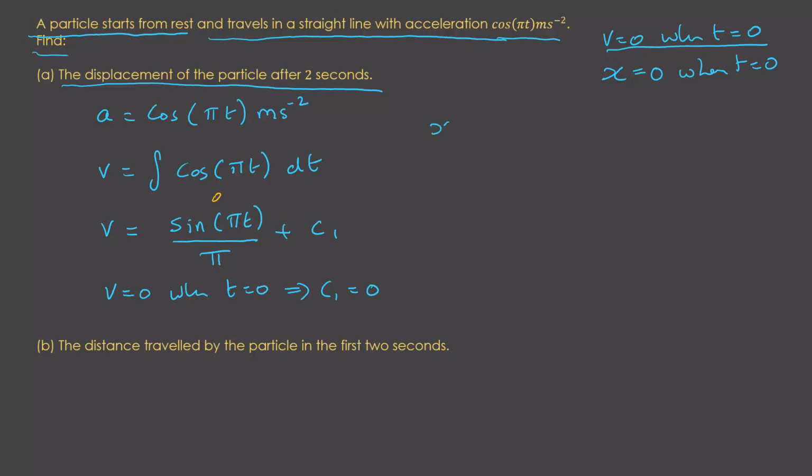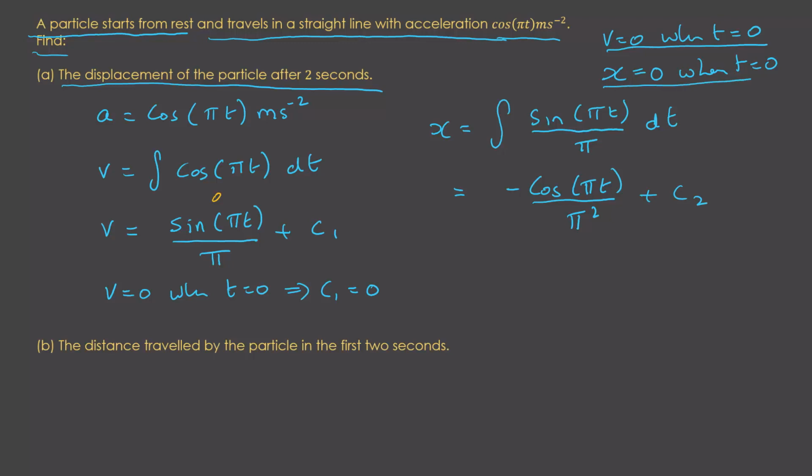Now, the displacement is, of course, the integral of velocity. So we're going to need to integrate sine pi t over pi, and the constant, of course, was 0. So that's going to be equal to, sine integrates to negative cos. So it's going to be negative cos pi t. We need to divide by a further pi because of the reverse chain. And then we'll add constant C2.